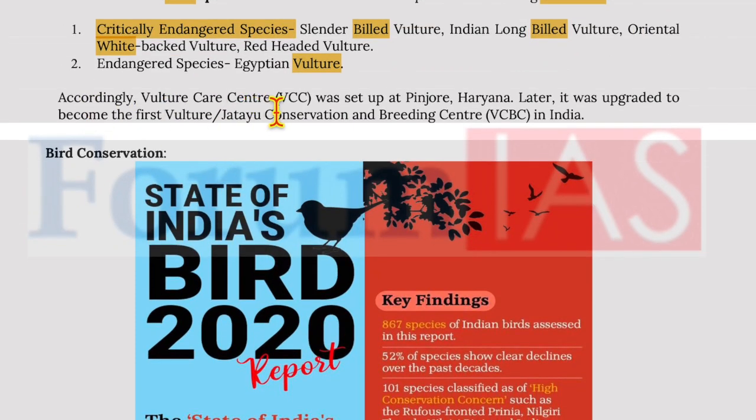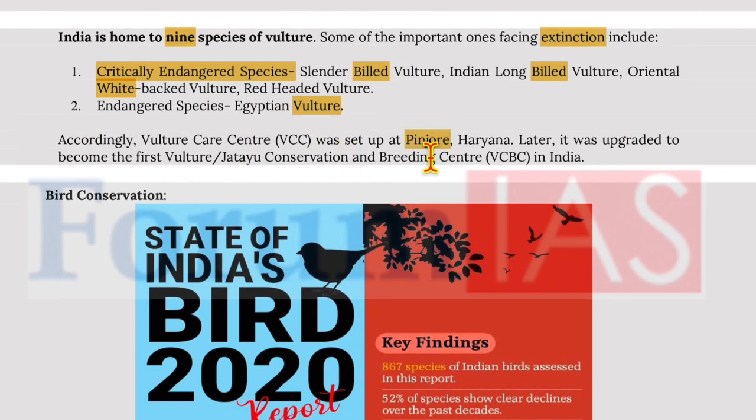According to the Vulture Care Center, which was set up at Pinjore, Haryana, later it was upgraded to become the first vulture Jatayu Conservation and Breeding Center in India.